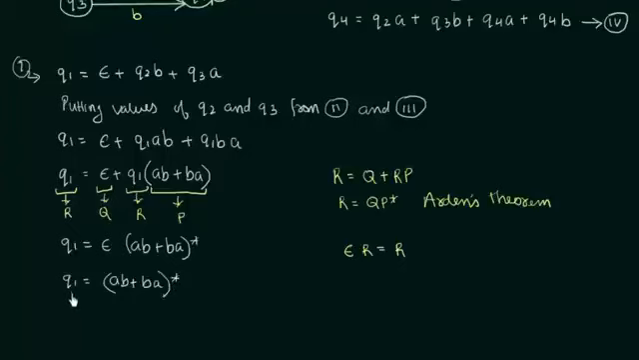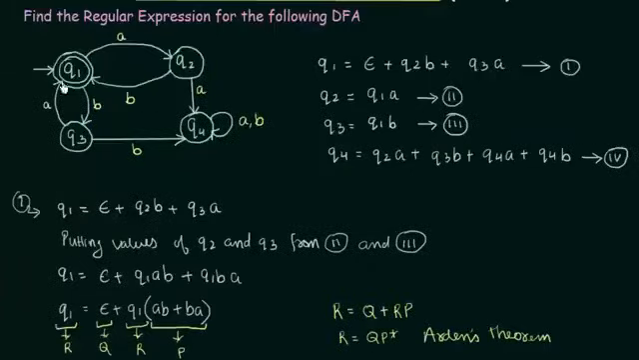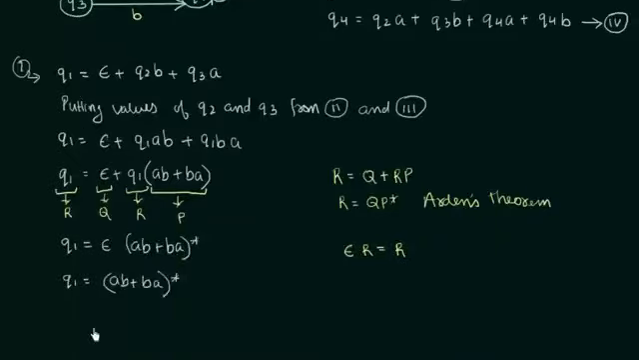Here this Q1 is my final state. If you check in the DFA, we see that Q1 was our final state, and we already got the expression for the final state in terms of the inputs A and B. So this is the required regular expression for the given DFA. So this is how you solve this. I hope this was clear to you.